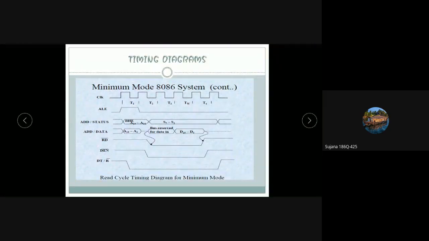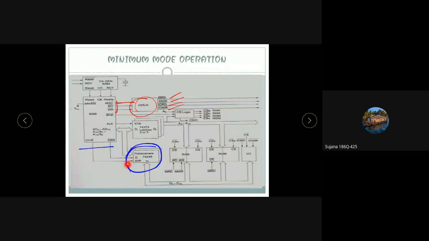Whenever the status is low, am I audible? Yes, ma'am. So whenever the address is low, the status is high, and whenever the address is high, the status is low. So again, address and data. Data will be obtained from these transceivers.